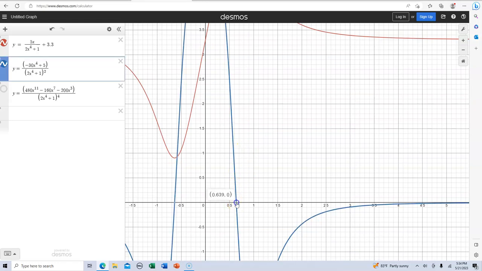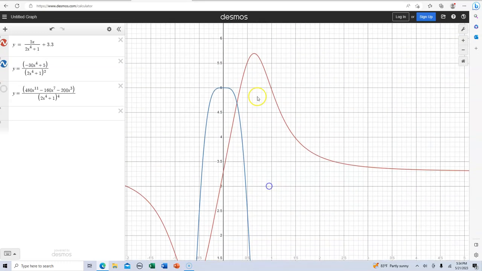That should correspond to 0.639. This should be about 0.639. Yeah, and that's the maximum sales for the day, and that's obviously where we get the horizontal tangent.